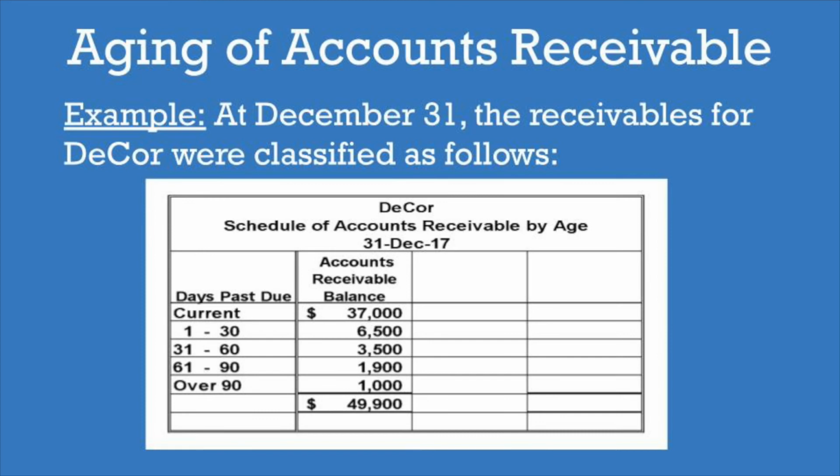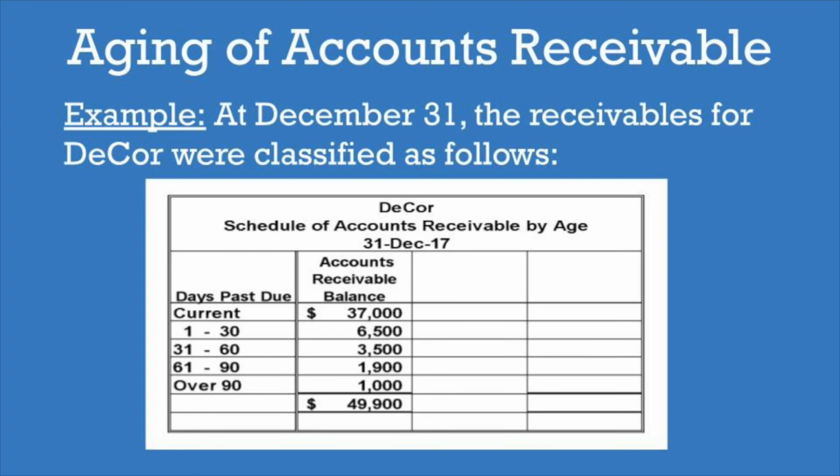Here's Decor. We're into our books on December 31st, and we're looking at our receivables from specific companies. So let's just take a look at Decor, for example. Decor owes us money. In fact, they owe us $49,900. So that's the total accounts receivable from Decor. And we can break down that amount into subcategories depending on how old it is. So 37,000 of that is current, meaning that they just now went and bought it. It hasn't been outstanding very long at all.